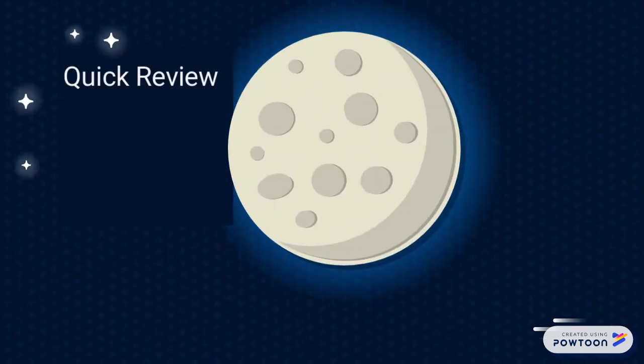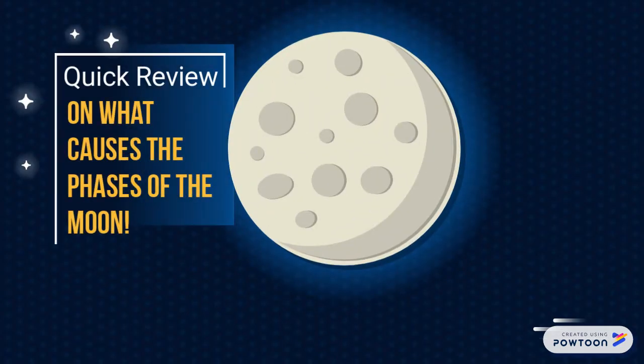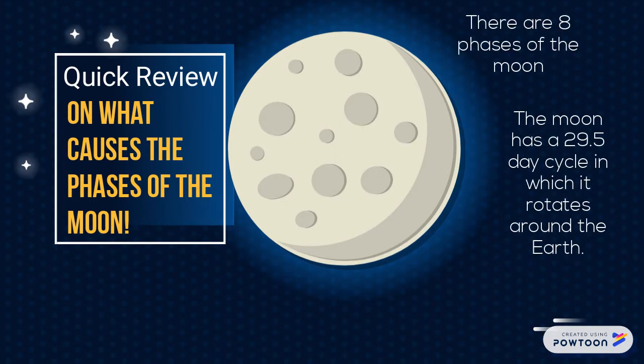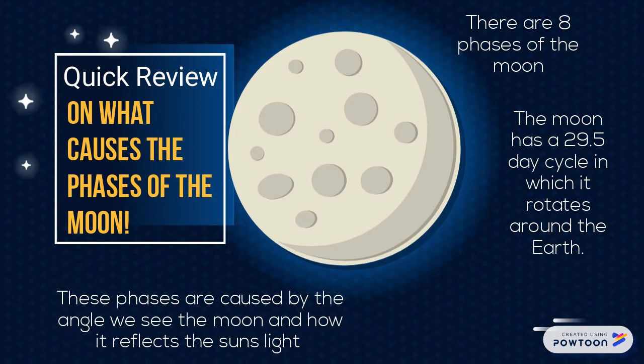Now that we have learned all about the phases of the moon, let's review. There are 8 phases of the moon, and the moon has a 29.5-day cycle in which it rotates around our Earth. Now for our main question. These phases are caused by the angle we see the moon and how it reflects our sun's light.